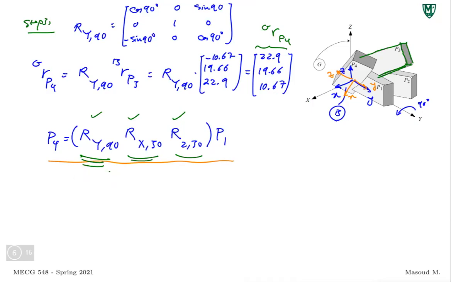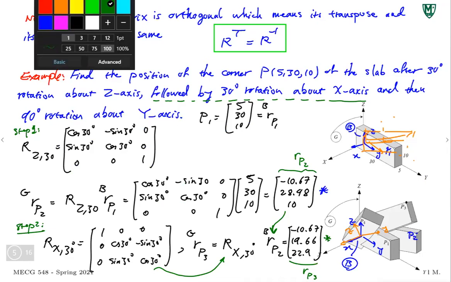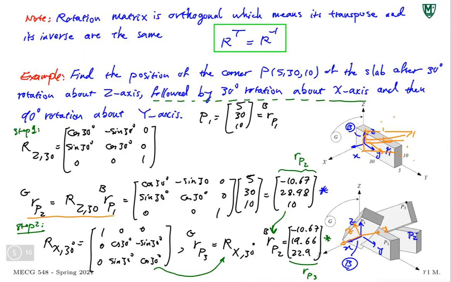So the order is in this way. The order of rotation: you start with the final rotation, multiply that with the rotation matrix before that, multiply that by the rotation matrix before that, and keep going till you get to the first rotation matrix. And you can see that by tracing your steps right here. So if we start from here, this is the first rotation, right? So RZ, RP1.